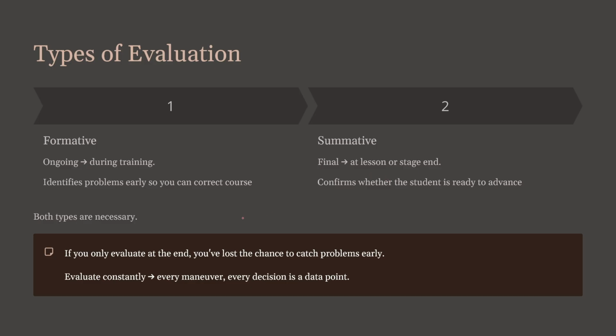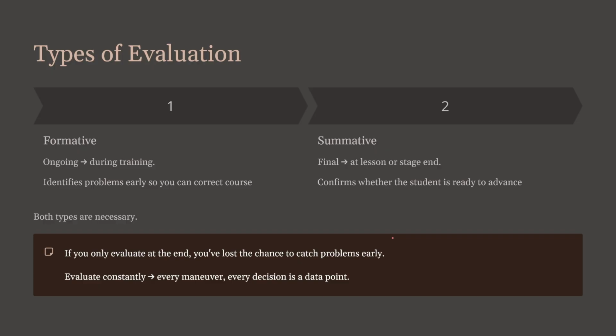This slide introduces formative and summative evaluation. Formative evaluation happens during training. It helps identify problems early, so they can be corrected before they become habits. And summative evaluation happens at the end of the lesson, stage, or training segment. It tells us whether the student is ready to move on.